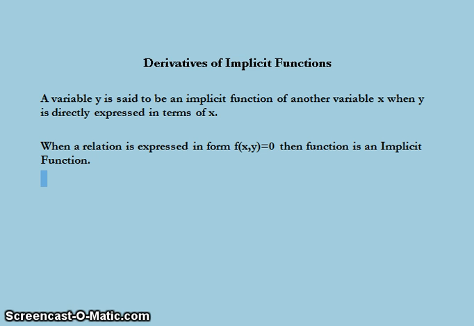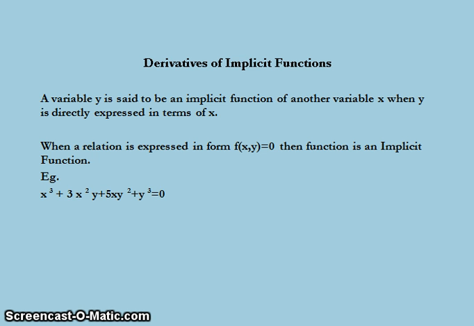When a relation is expressed in the form of a function of x and y equal to 0, that is, an equation is given involving both x and y mixed up on both sides, then either variable is said to be an implicit function of the other. Thus, for example, x cube plus 3x square y plus 5xy square plus y cube is equal to 0. Here y is an implicit function of x or x of y.